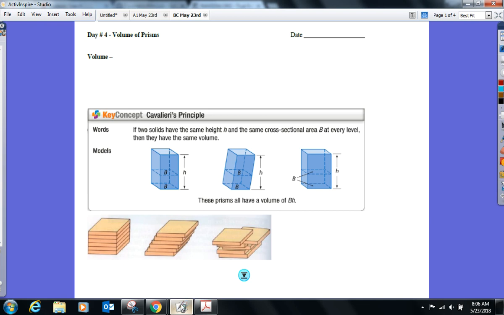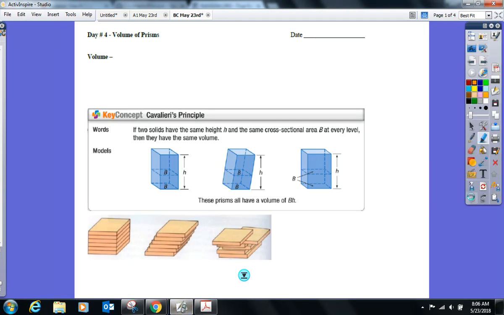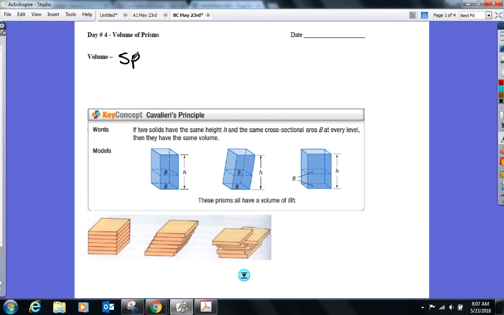Surface area was everything on the outside. Now we're diving inside the figure, right? So volume: space occupied inside a figure.